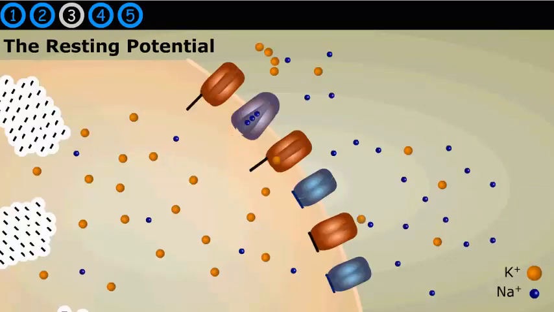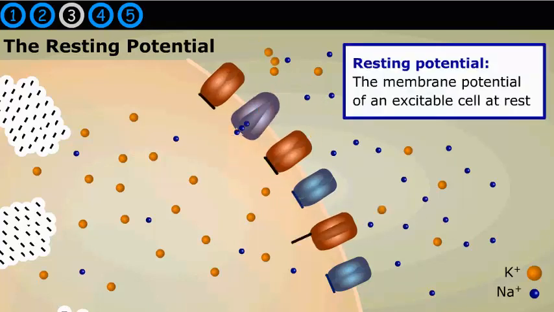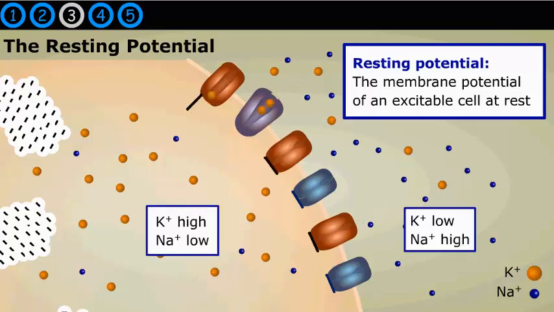A neuron is at rest when it is not sending a signal. The membrane potential of most resting neurons is around -70 millivolts. The resting potential of a neuron is determined by the ion concentrations on either side of the membrane. In a resting neuron, there are relatively more potassium ions inside the cell than outside, and there are relatively more sodium ions outside the cell than inside.